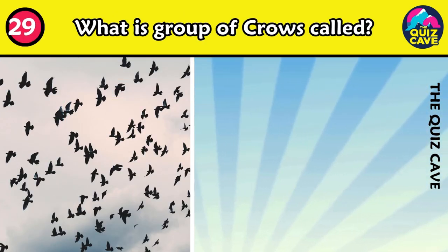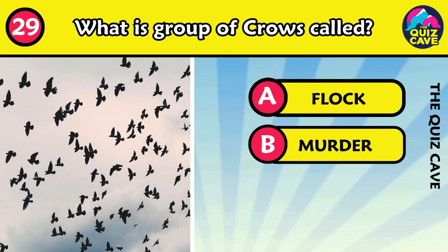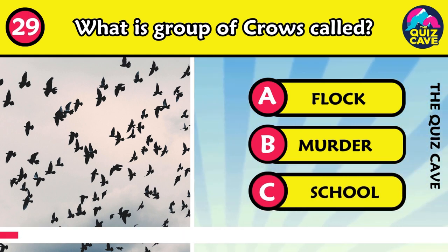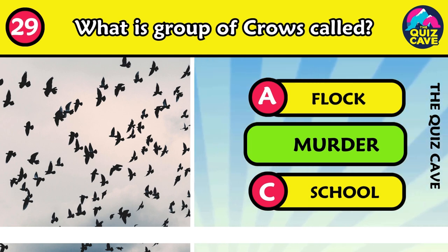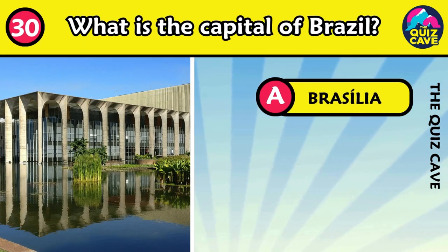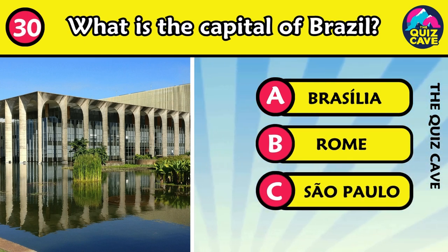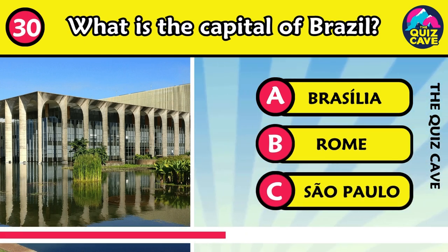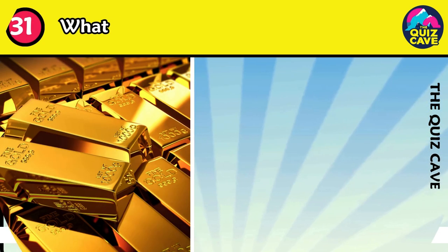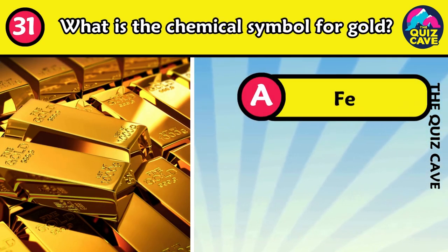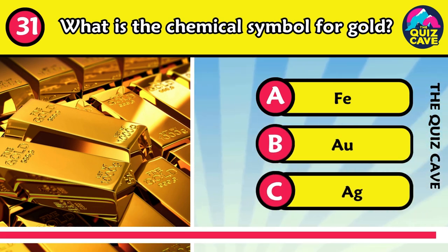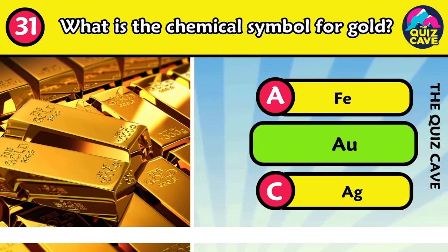What is the group of crows called? Murder. What is the capital of Brazil? Brasilia. What is the chemical symbol of gold? AU.